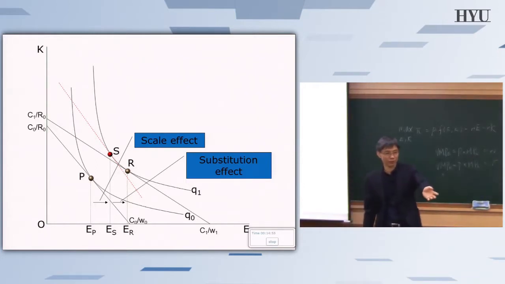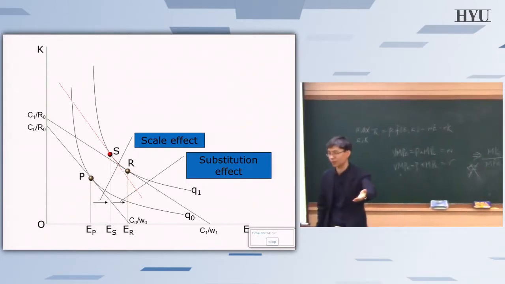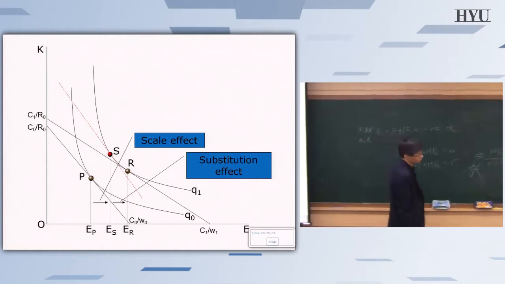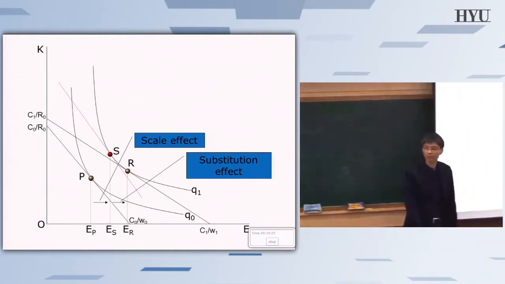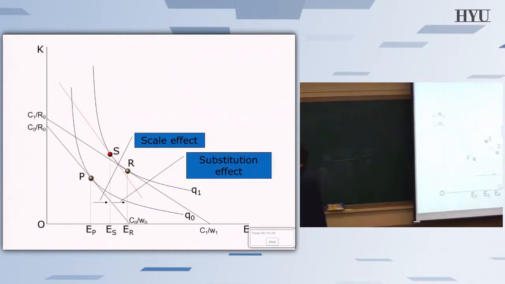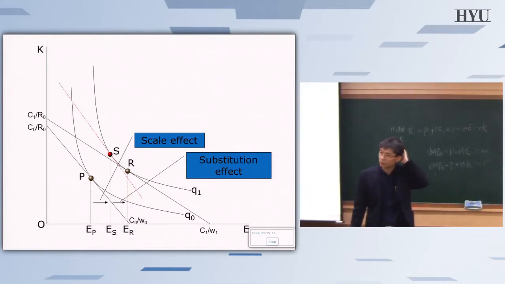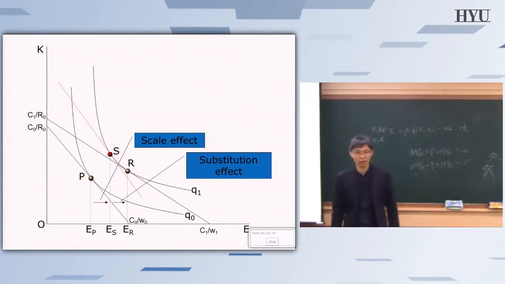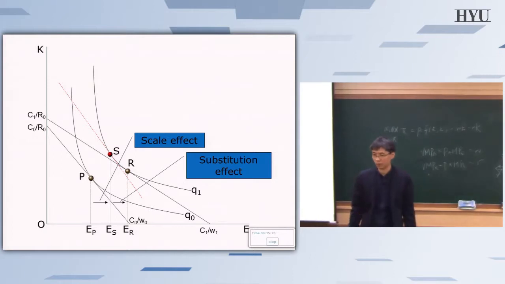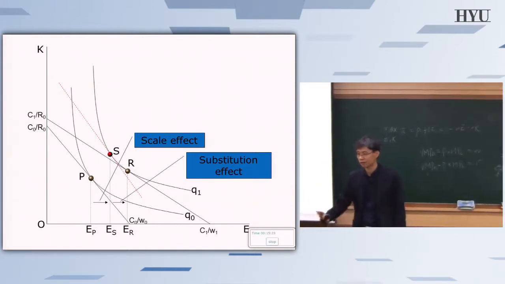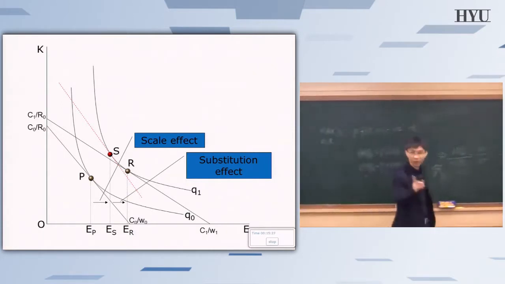I'm pretty sure if you look at another microeconomics textbook, they probably have this diagram. It doesn't matter, it's the same thing. It's the same for utility maximization also, with the substitution effect and income effect. You can draw either the substitution effect or the income effect first and then think of the rest as the other. The order doesn't matter.